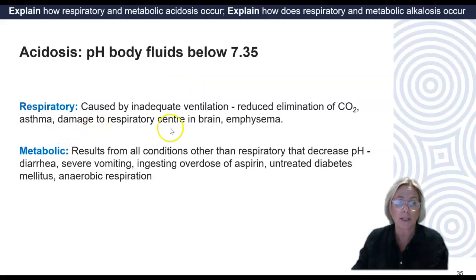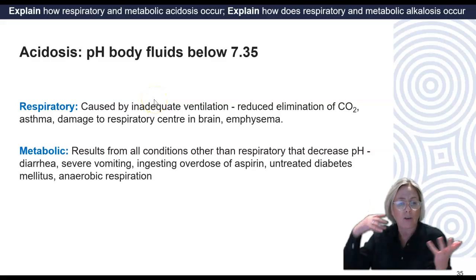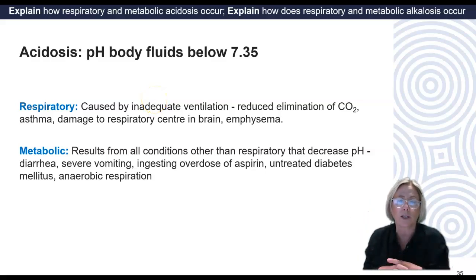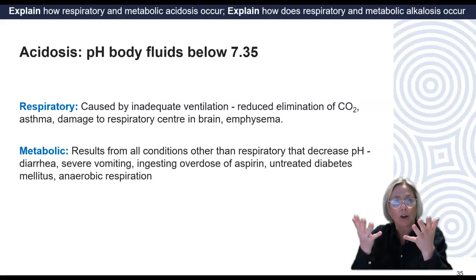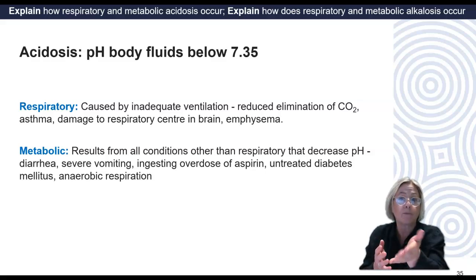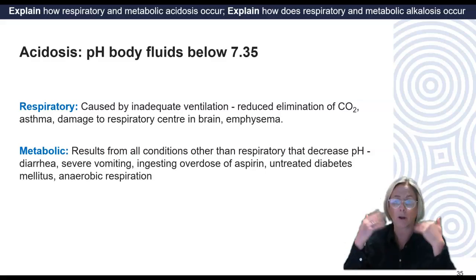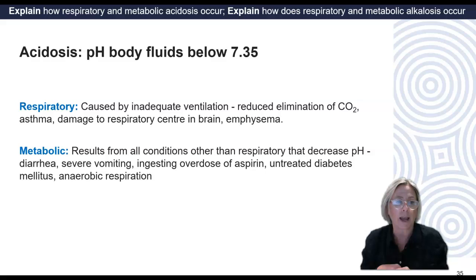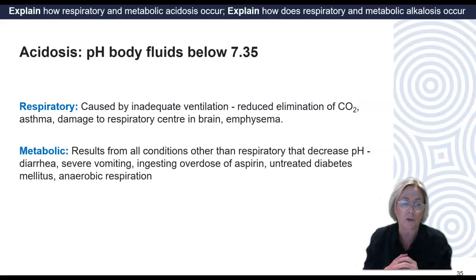It might also be caused by damage to the respiratory center in the brain, right? So let's say you take, I don't know, a heroin overdose or something, and the heroin affects the respiratory center in the brain to cause a decrease in ventilation rate or breathing rate. That will then allow carbon dioxide to build up to cause respiratory acidosis. Emphysema is another example where air pools in the lungs. So people have a problem getting that carbon dioxide out, and therefore respiratory acidosis.